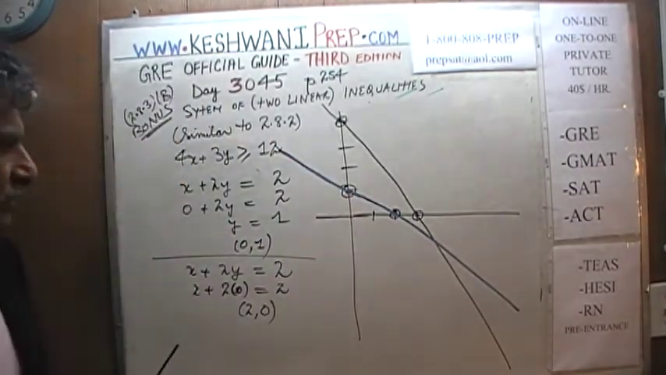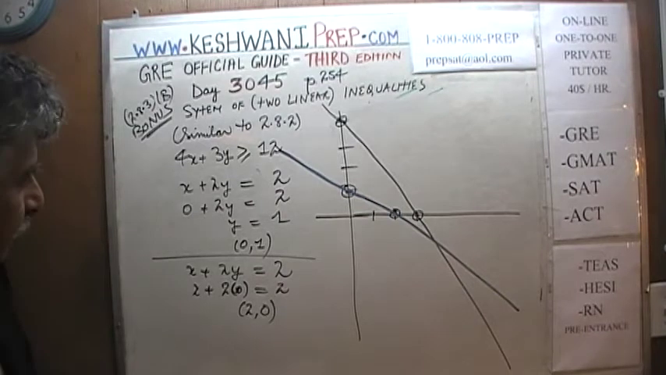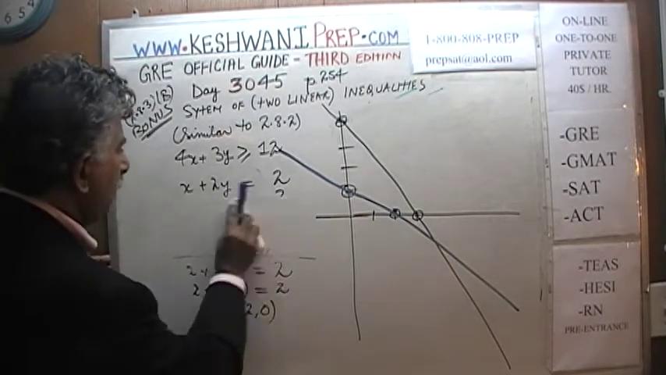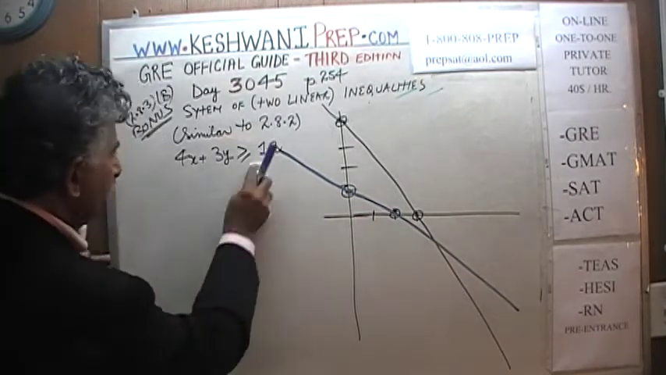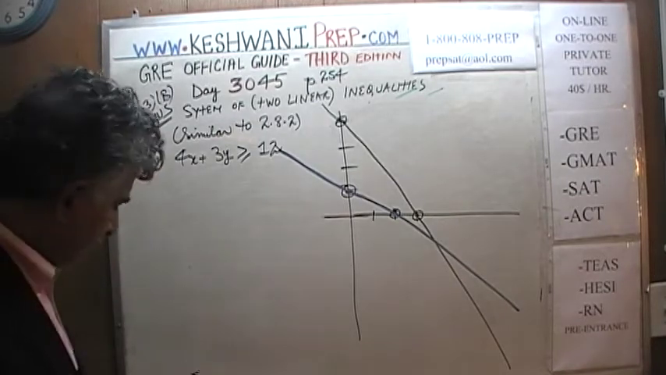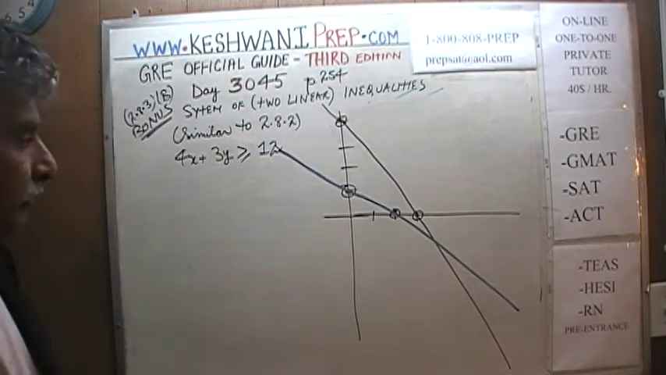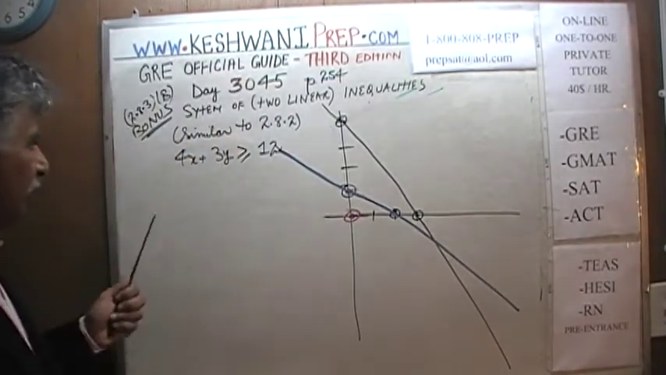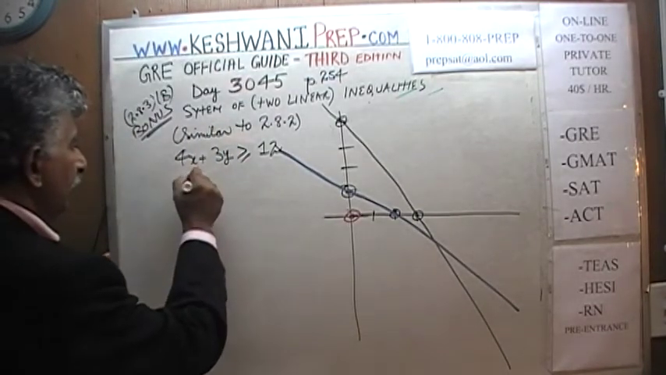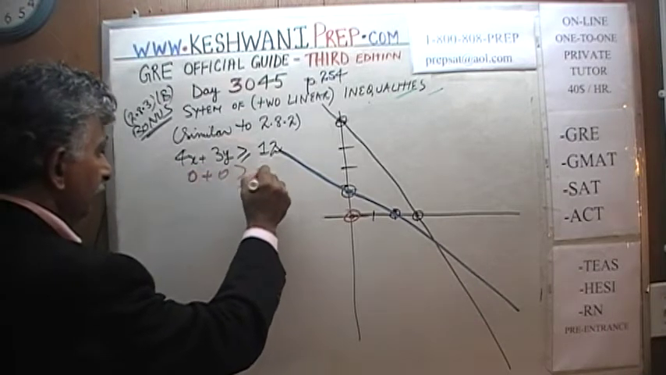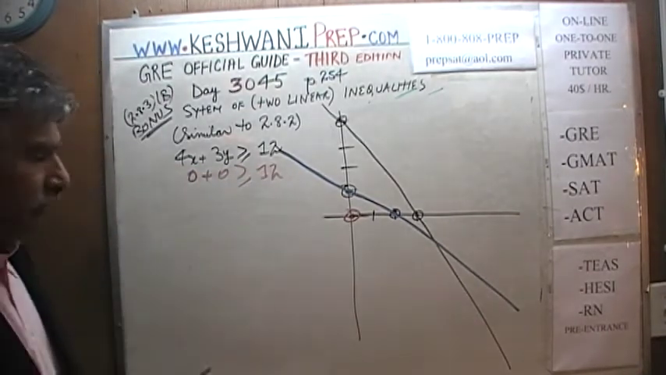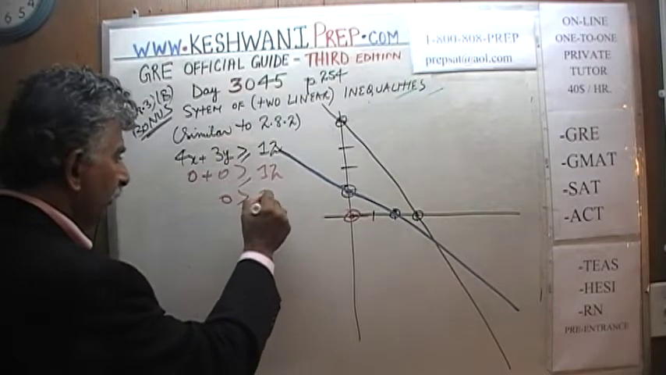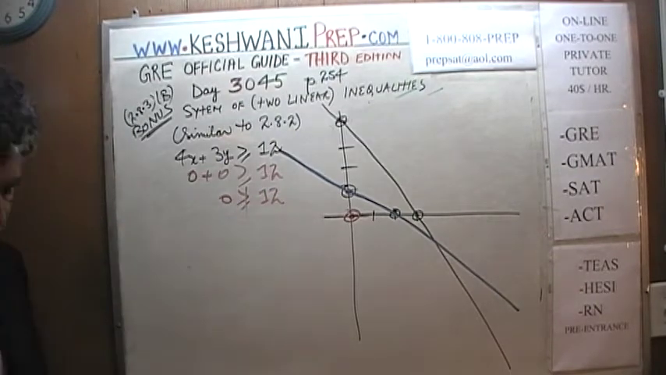Okay, let's find the solution regions. First, this one. Again, a very simple trick that I always use is to put in the origin. Don't have to think too much about it. When you put in the origin here, you're going to get 0 plus 0. Is 0 more than 12? The answer is no. 0 is not more than 12.